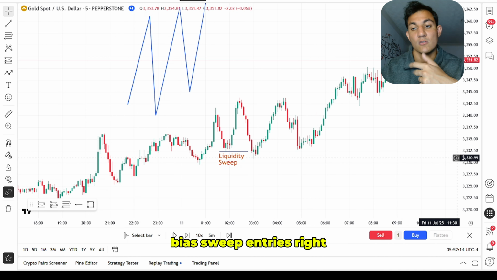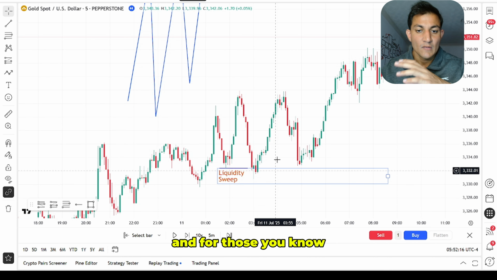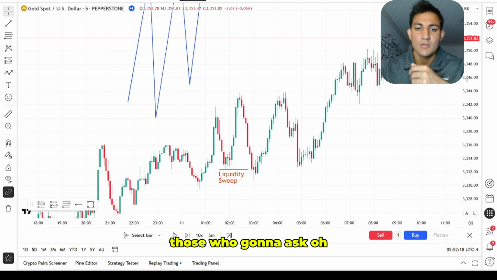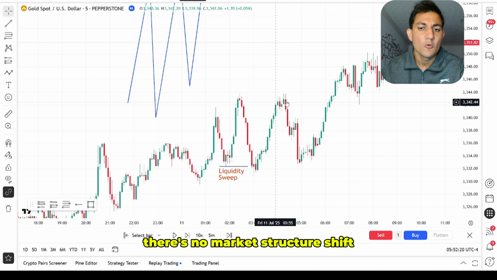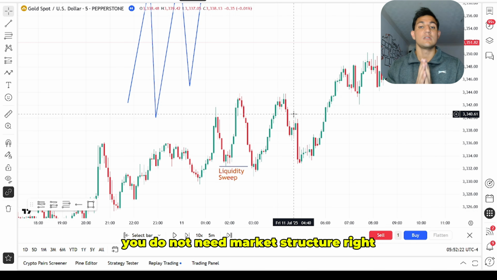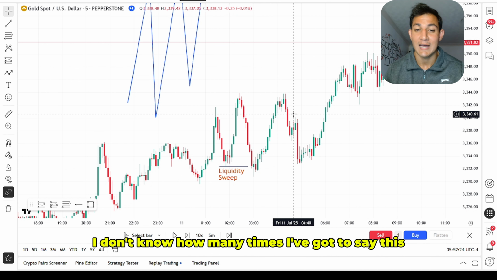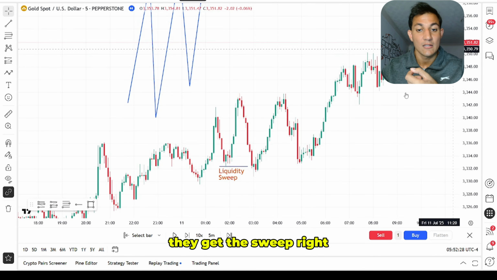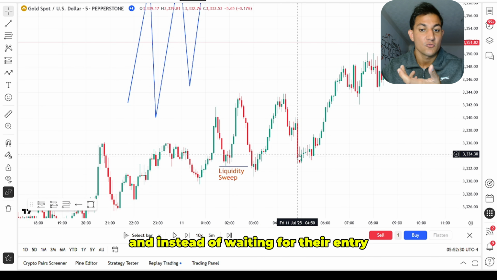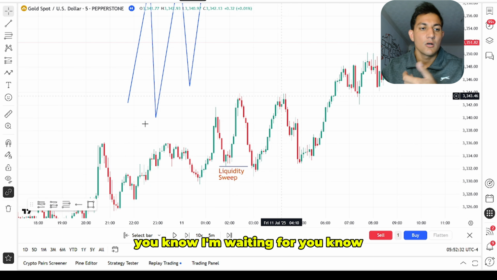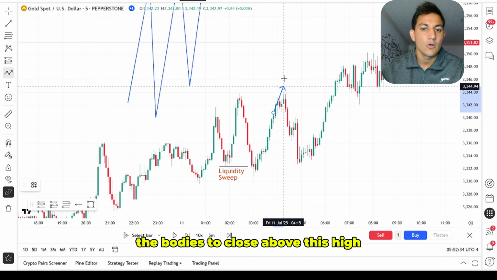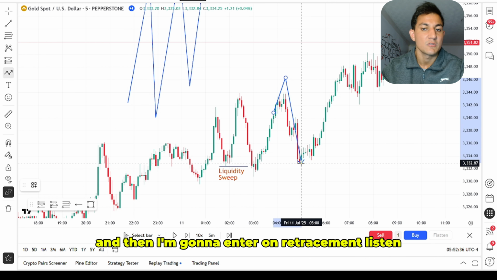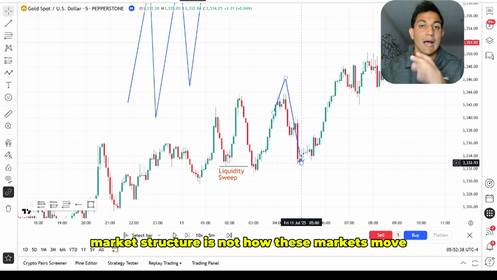Bias, sweep, entries, right? So we've got our sweep, and for those who are going to ask, oh, Atif, there's no market structure shift. You do not need market structure, right? I don't know how many times I've got to say this. So many traders get the liquidity right, they get the sweep right, and instead of waiting for their entry, which they should be doing, they're like, oh, I'm waiting for the bodies to close above this high, and then I'm going to enter on a retracement. Listen, market structure is not how these markets move.